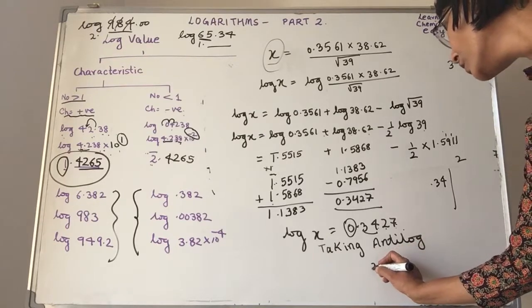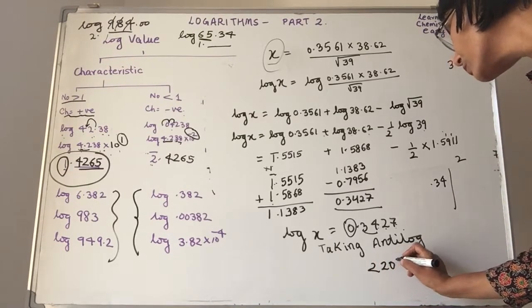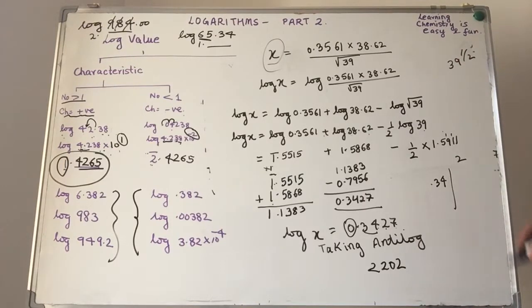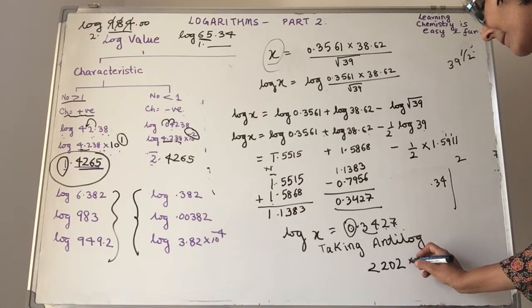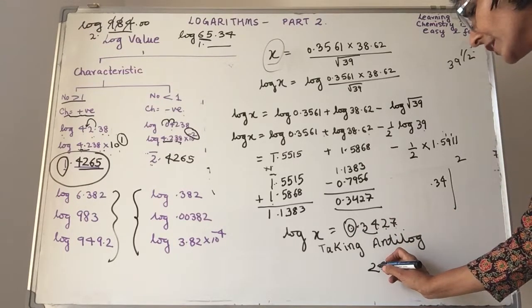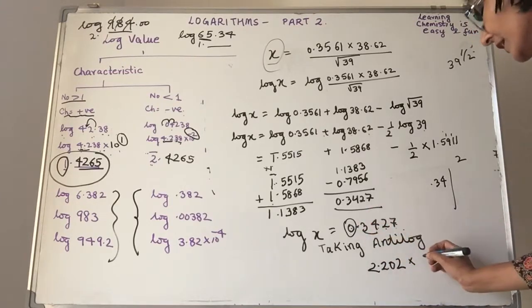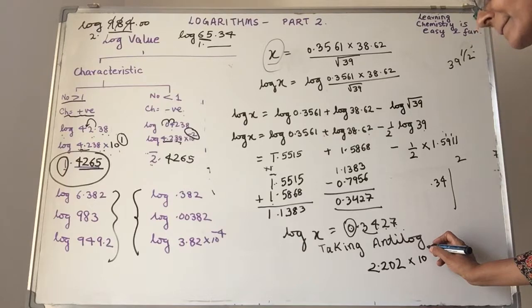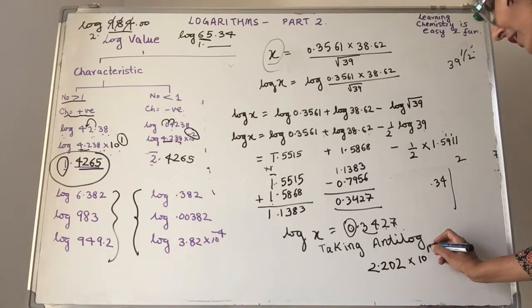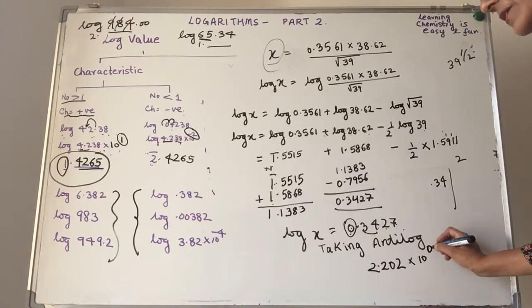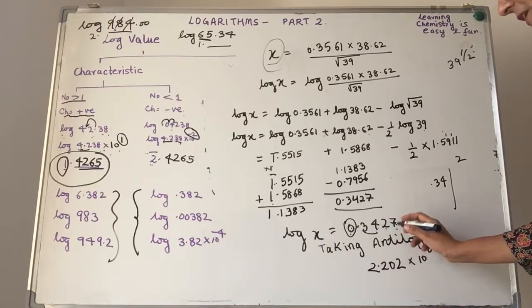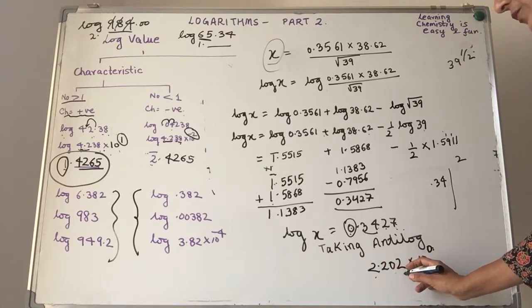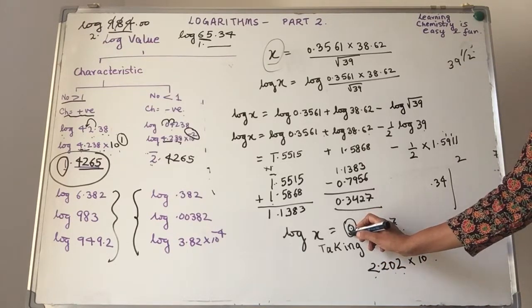And we get here 2202, right? Where do I apply the decimal? There's a 0 over here, right? So that means this is 2.202, because this is 0 over here, into 10 to the power of 0. Sorry for the confusion. Log of x is 0.3427. So I write my value as 2.202 into 10 to the power of 0.